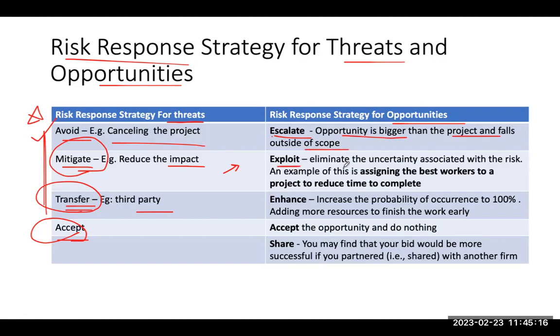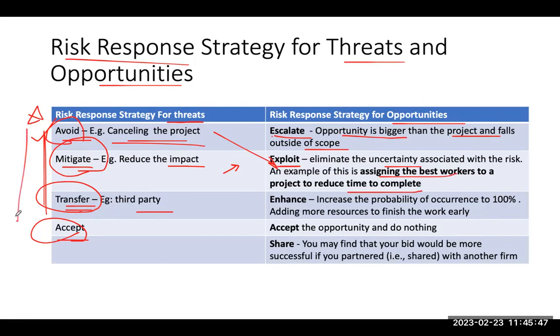Exploit: eliminate the uncertainty associated with the risk. Exploit is the direct opposite to avoid. In avoid, we don't want that uncertainty to happen and we are canceling the project. Whereas here, we do want the uncertainty to happen, and we are doing something about it to eliminate the uncertainty. For example, assigning the best workers to a project to reduce the time to complete.